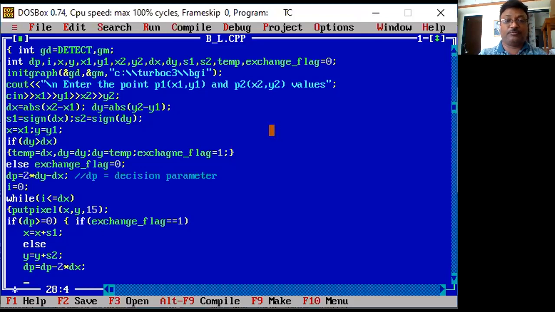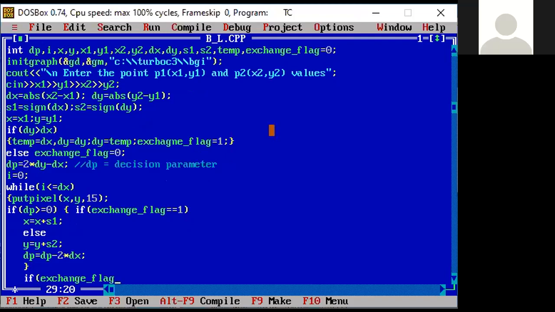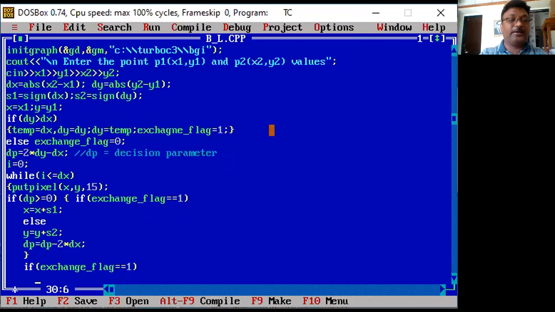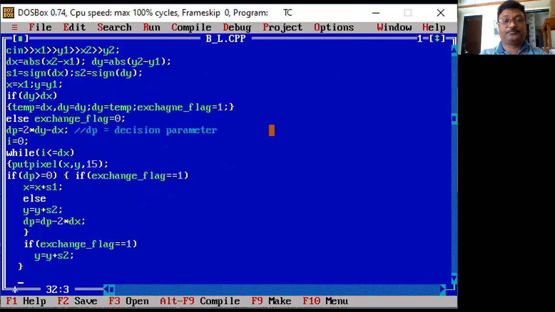And then close this loop. And then if this is the if condition, you can close. If exchange flag is exactly 1 over there, then you can again increment y is equal to y plus s2. So this is a little bit of modification you can perform because you are going to write this program for all kinds of lines.